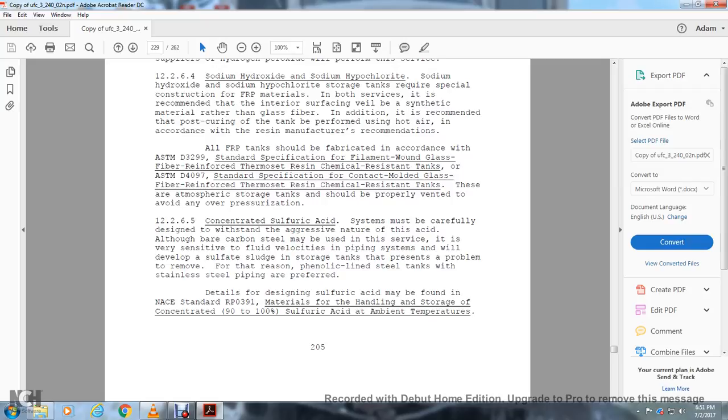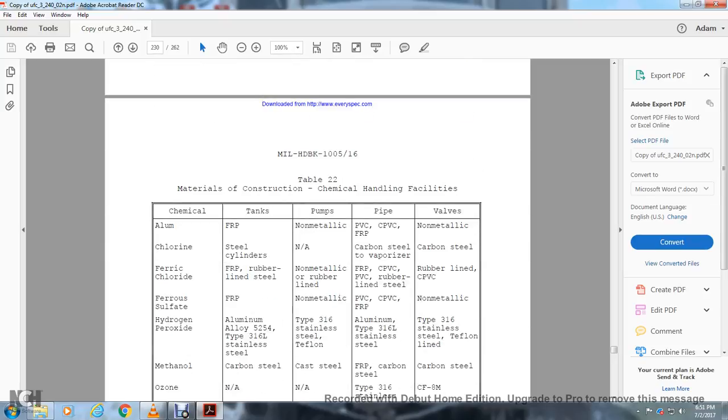Details of the design for sulfuric acid may be found in standard RP 0391, Materials for the Handling and Storage of Concentrated 90% to 100% Sulfuric Acid at Ambient Temperatures. Table 22 lists the materials of construction for chemical handling, chemical tanks, pumps, pipe, and valves.